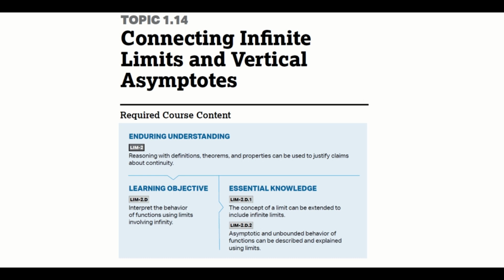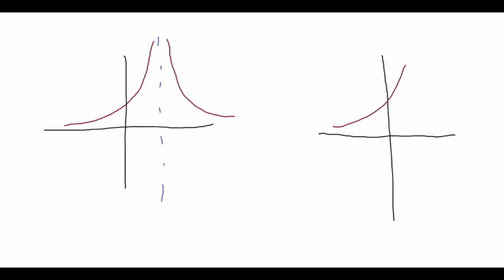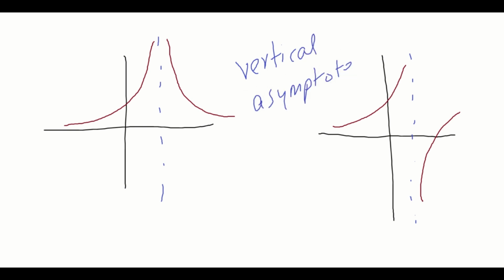In this lesson, we're going to cover AP Calculus topic 1.14, infinite limits and vertical asymptotes, not to be confused with limits at infinity, which we'll cover in a later lesson. As we've seen in previous lessons, the limit of some functions will go towards infinity or negative infinity as x approaches some number c. We call this a vertical asymptote, and it's a type of discontinuity.